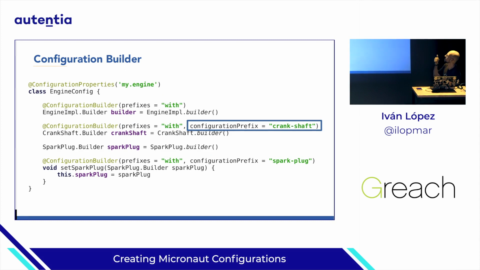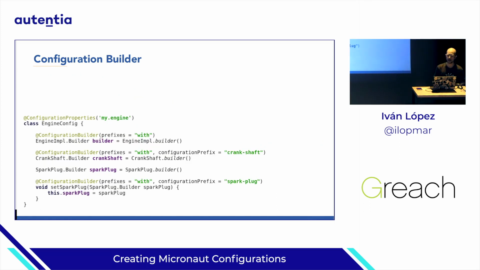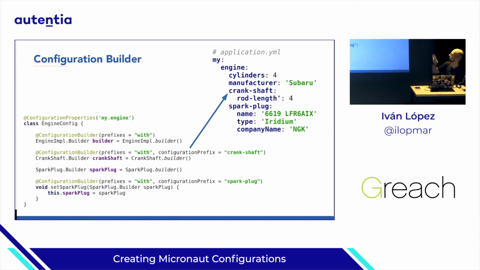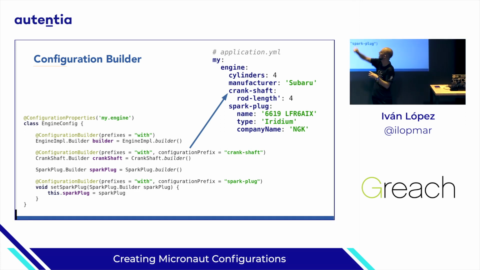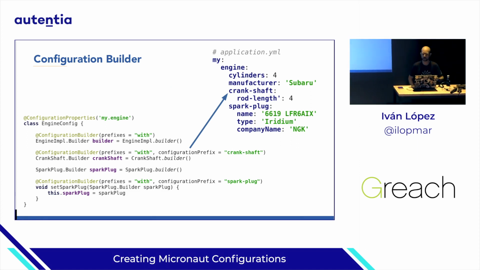You can also define this configuration prefix, which is the prefix that you want to use in your application YAML. So if we have this, we can use this. This configuration prefix will be used there. In this example, the name of the property is the same, but in camel case. But if you put here crankshaft grid, then you need to put crankshaft dash grid, right? This is how it maps. And the same for this other property.